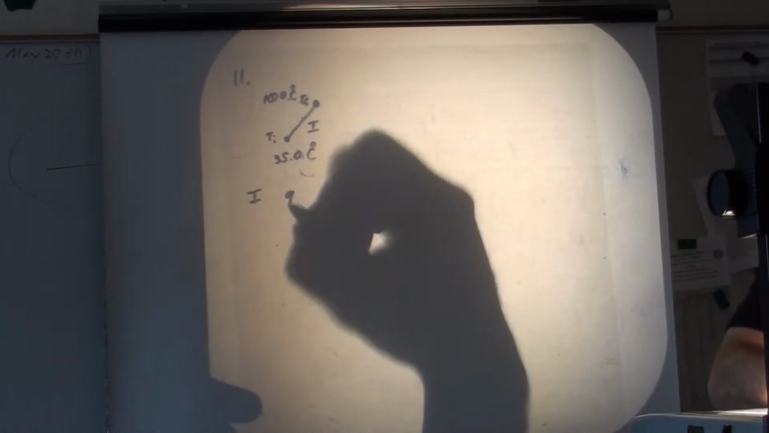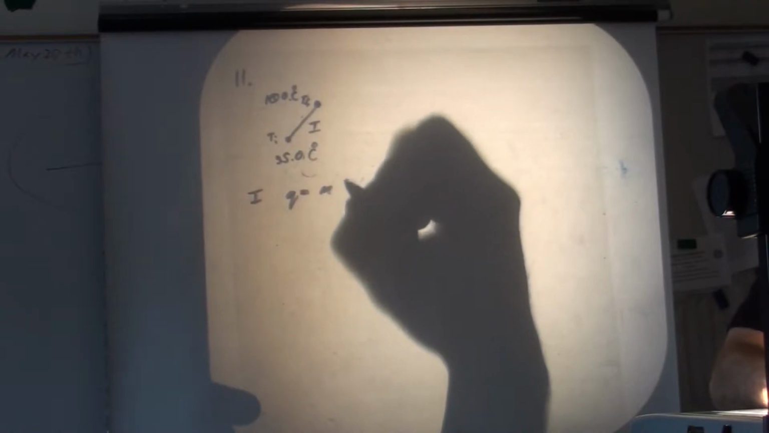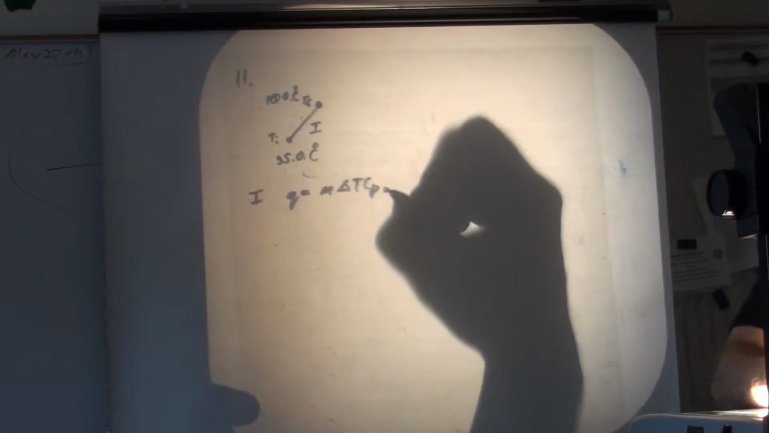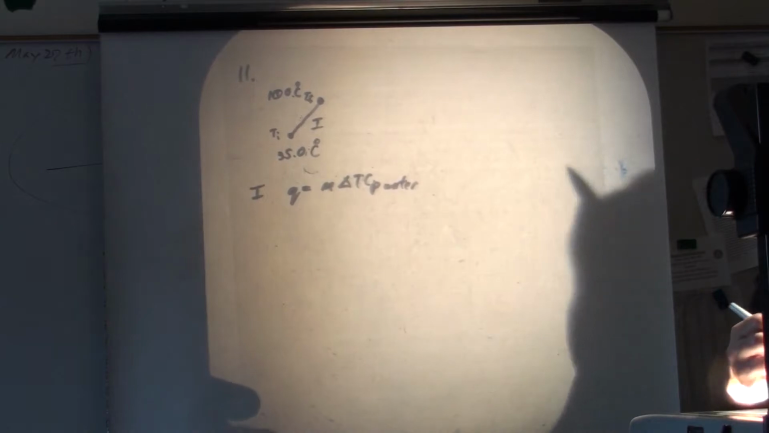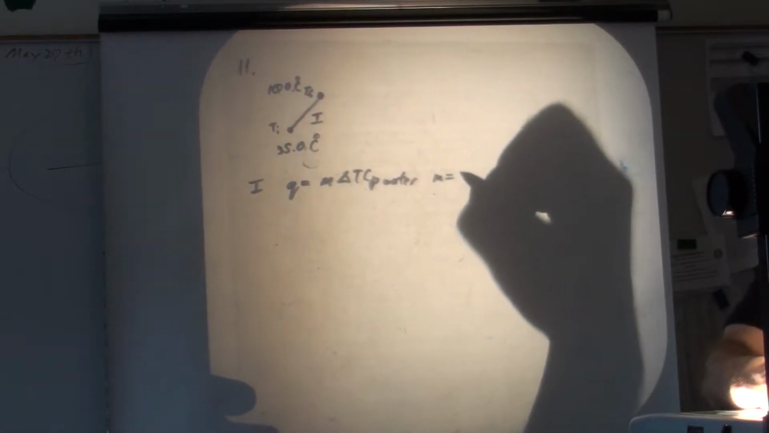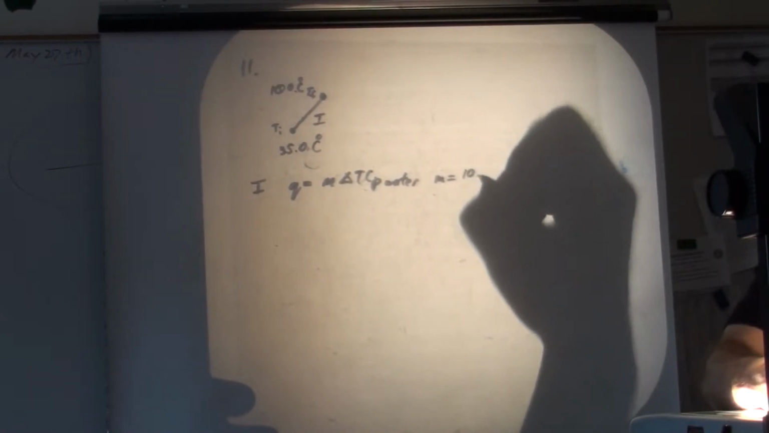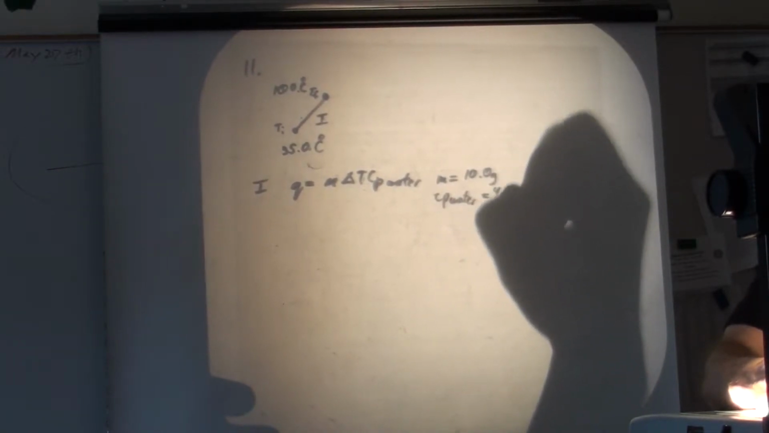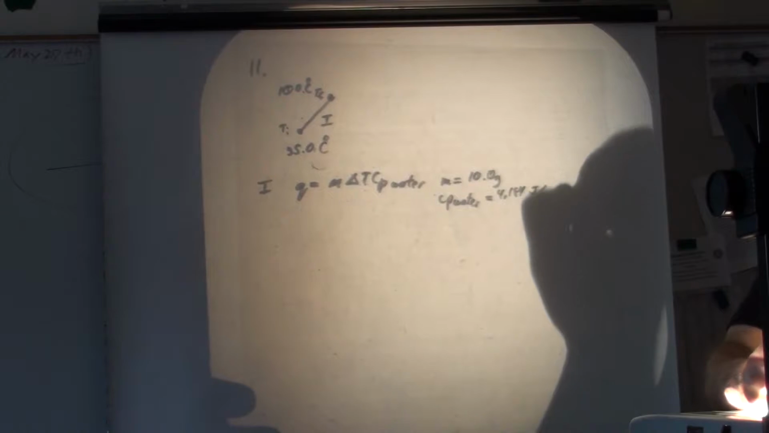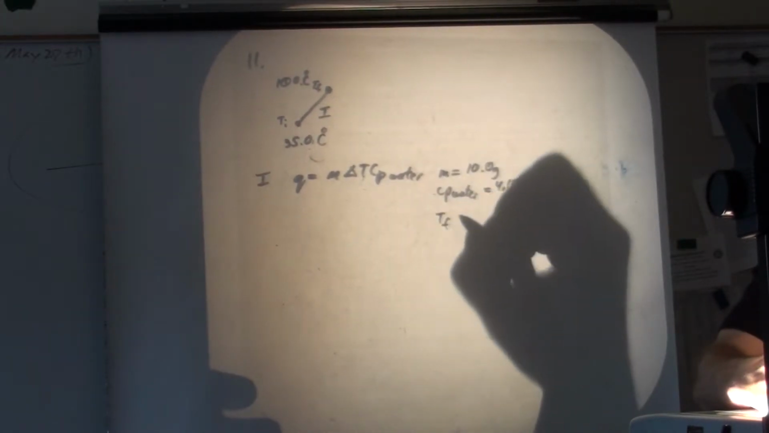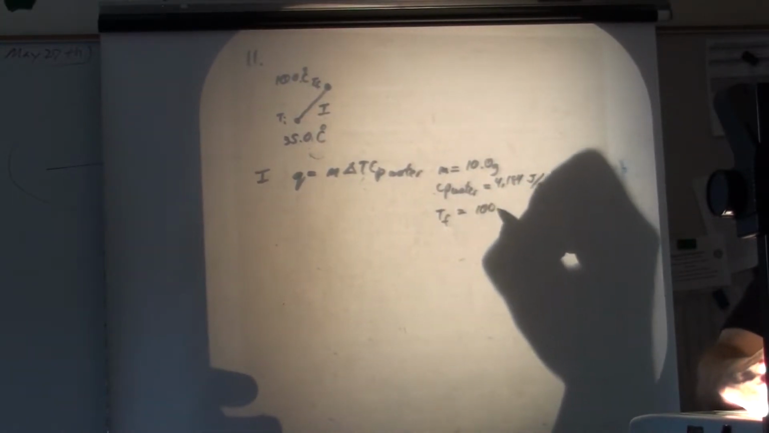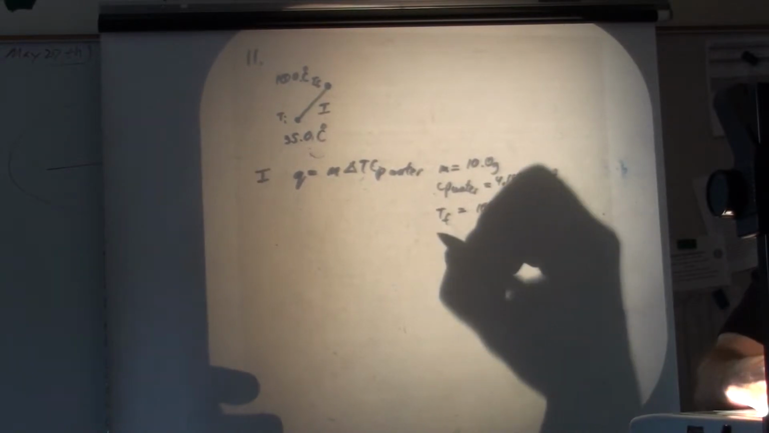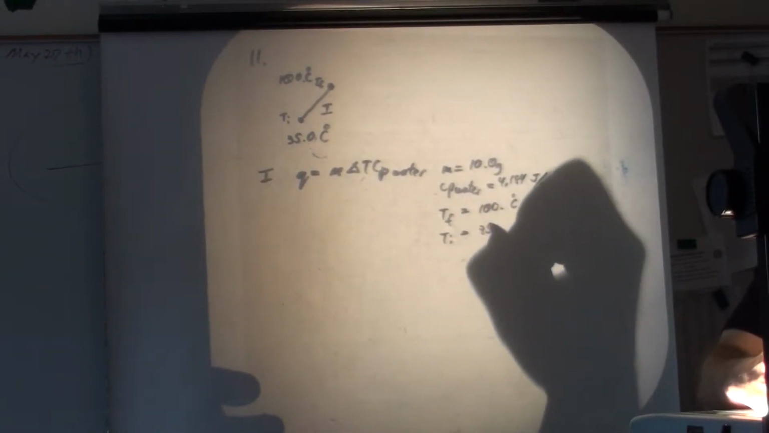So in section number 1, you have M delta T Cp of water. The mass is 10 grams. Specific heat of water is 4.184. But this is where most people made the mistake. The final temperature is 100. The initial temperature is 35.